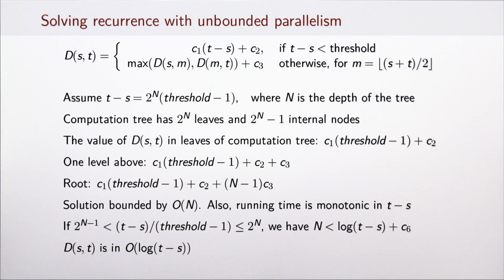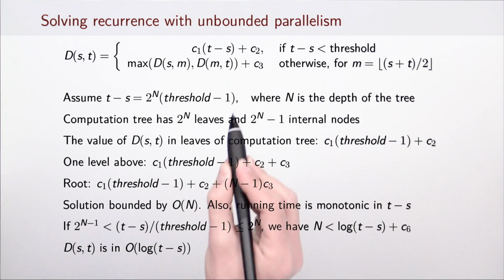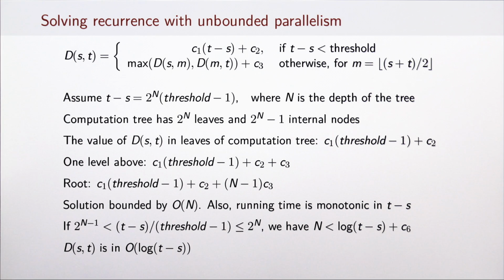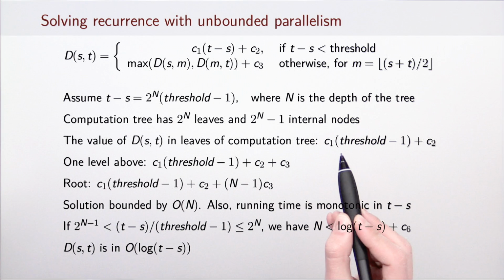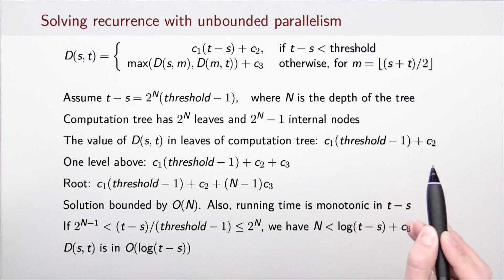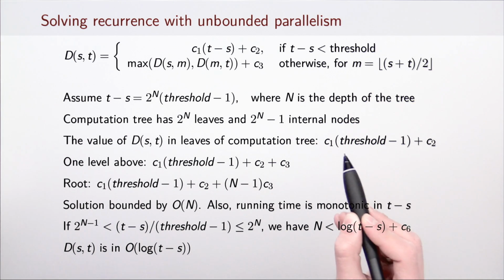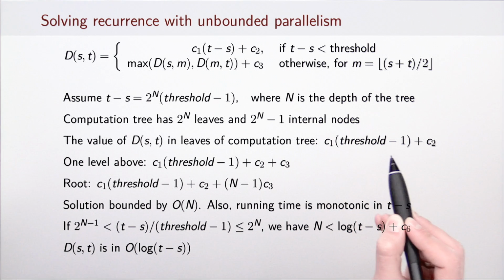Let's assume again that t minus s is of this convenient form, 2 to the n times (threshold minus 1), where n is the same depth of the tree. As we have seen before, we have 2 to the n leaves and 2 to the n minus 1 internal nodes. Now the value of this function for the base case is just c1 times (threshold minus 1) plus c2, because when we perform the base case, the width of the interval is threshold minus 1.